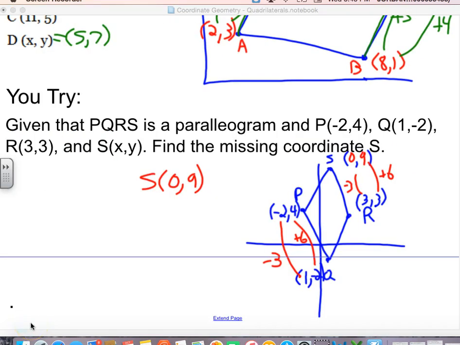All right, so right here we've got these 3 points, and we want to find point S, which is up here towards the top. So we graph the points as close as we can to where we think they would be, and then look and see what happened to go from Q to P. So from the x-coordinate to go from Q to P, we subtracted 3. So we subtract 3 from the x-coordinate of R, and that gives us 0 for S. Do the same thing for the y-coordinate: to go from negative 2 to 4, we add 6. So then we take 3, which is the y-coordinate for R, and add 6, and that gives us the y-coordinate for S, which is 9.